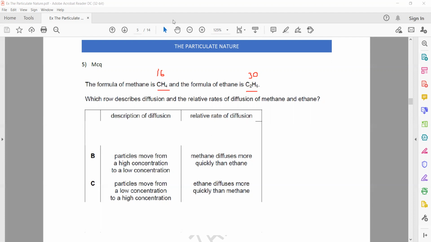So if you read the question, they mention here the formulas for methane and ethane are given. Which row describes the diffusion? So what is the definition of diffusion? Diffusion means it's a movement of particles from a region of high concentration to low concentration. And relative rate of diffusion means which gas will diffuse faster. Lighter gases will diffuse faster. Methane is 16, so it is lighter, and ethane is 30, so it is comparatively heavy compared to methane. So methane will diffuse faster compared to ethane. So B is the right answer for question 5. Is it clear to everyone?